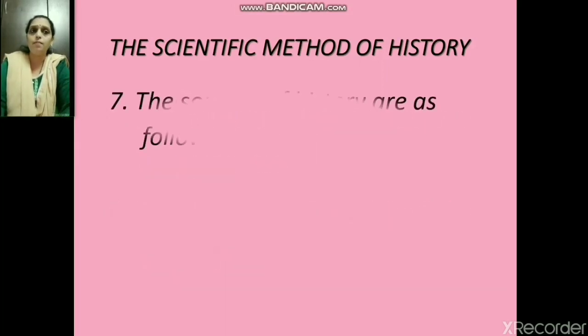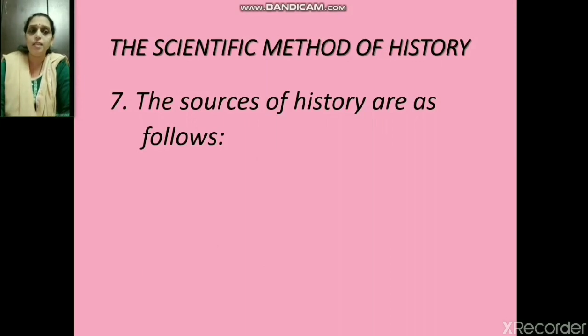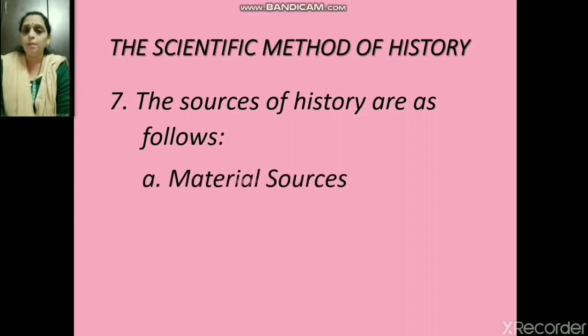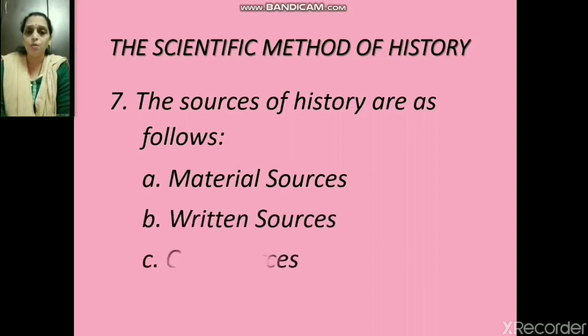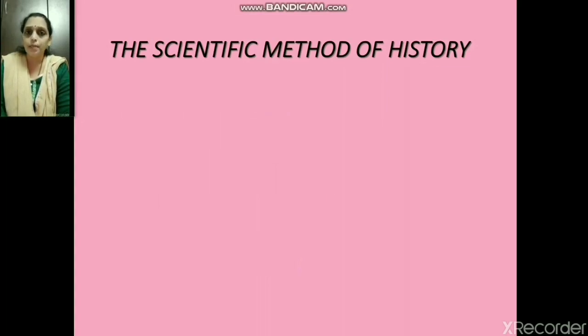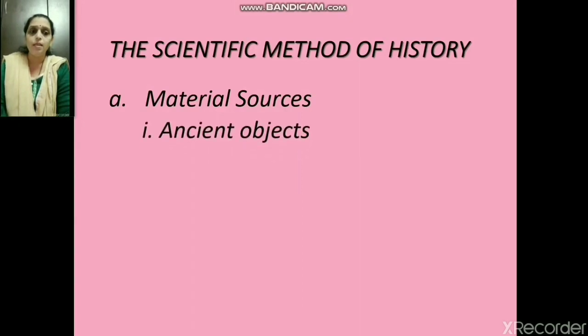Now the seventh scientific method is, the sources of history are as follows. Now we have three sources of history. See, A, material source, B, written source, C, oral sources. Now we will see the material sources. Material sources means the study of things or objects, for example, ancient objects. Ancient objects means objects or things from earlier time.